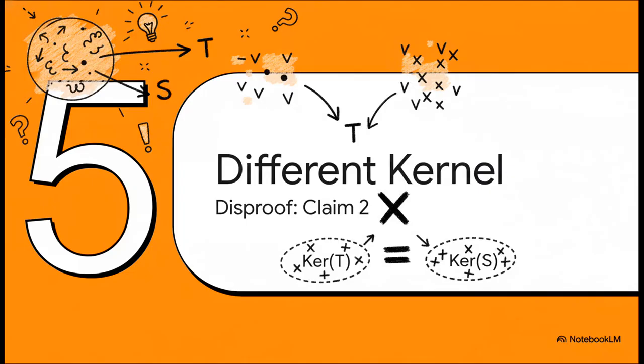Okay, so the images are the same. Then the kernels must be the same too, right? Nope, this is the trap. This is where those different input bases come back to bite us. The claim is false, and the best way to prove it is with a really simple but really powerful counterexample.